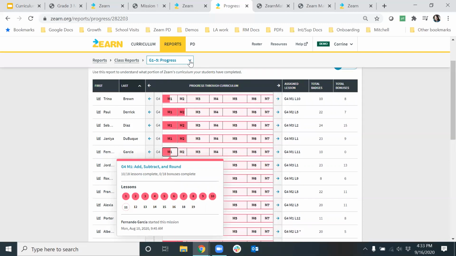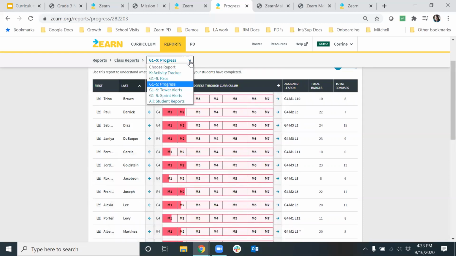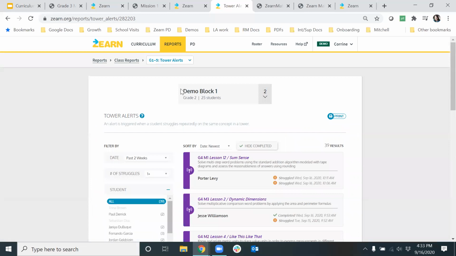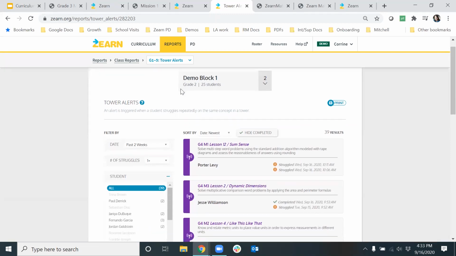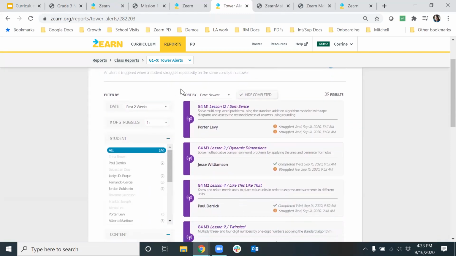There's also 2 reports on student struggle, the Tower Alert and Sprint Alert report. So the Tower Alert report highlights when a student is struggling in the digital exit ticket, that tower of power. So as we just saw when we completed the tower or did parts of it together, when I struggled as a student, I received that precise feedback and support in the moment. While that's happening, teachers also receive a real-time alert called a Tower Alert.